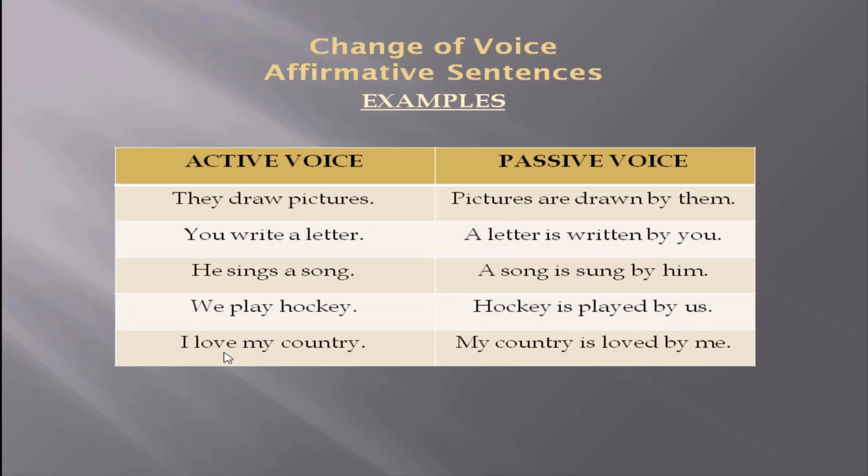In sentence number 5, I is subject, love is verb, and my country is object. Formation of passive voice is my country plus is plus third form of love plus by plus me. Sentence will become my country is loved by me.